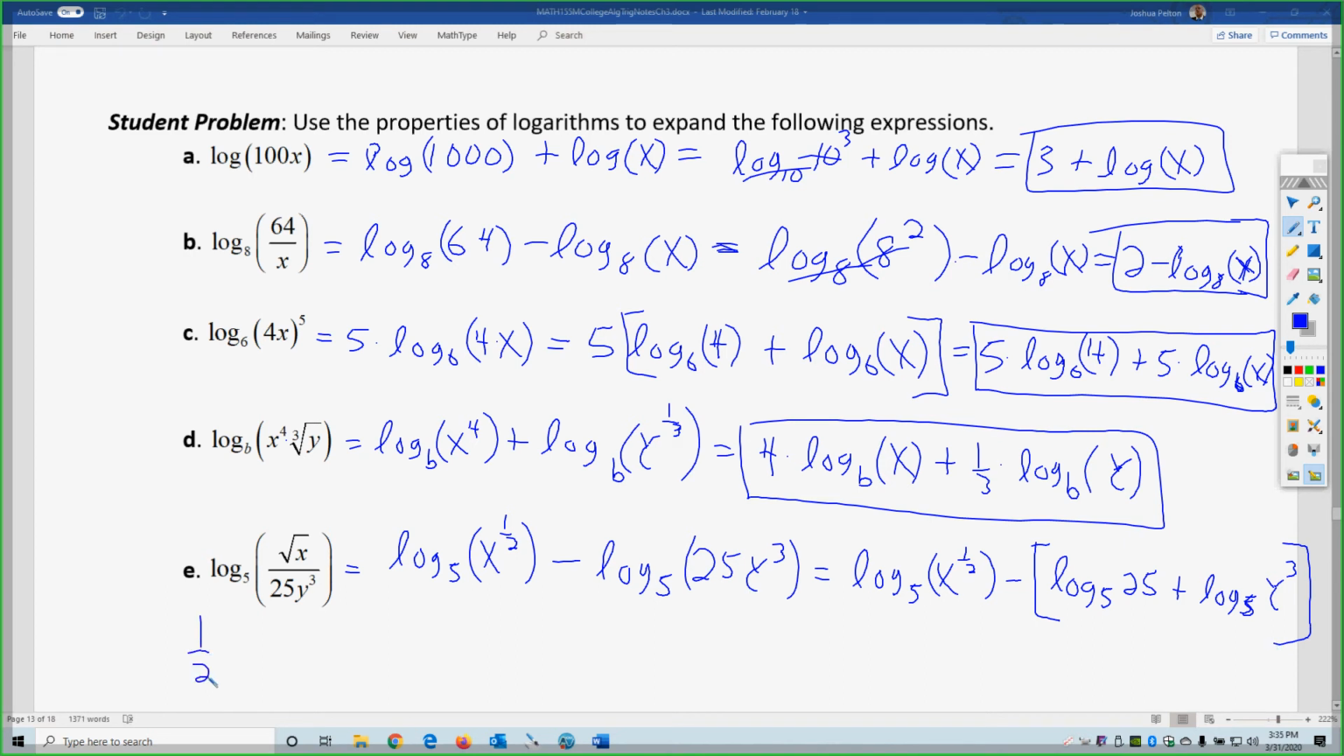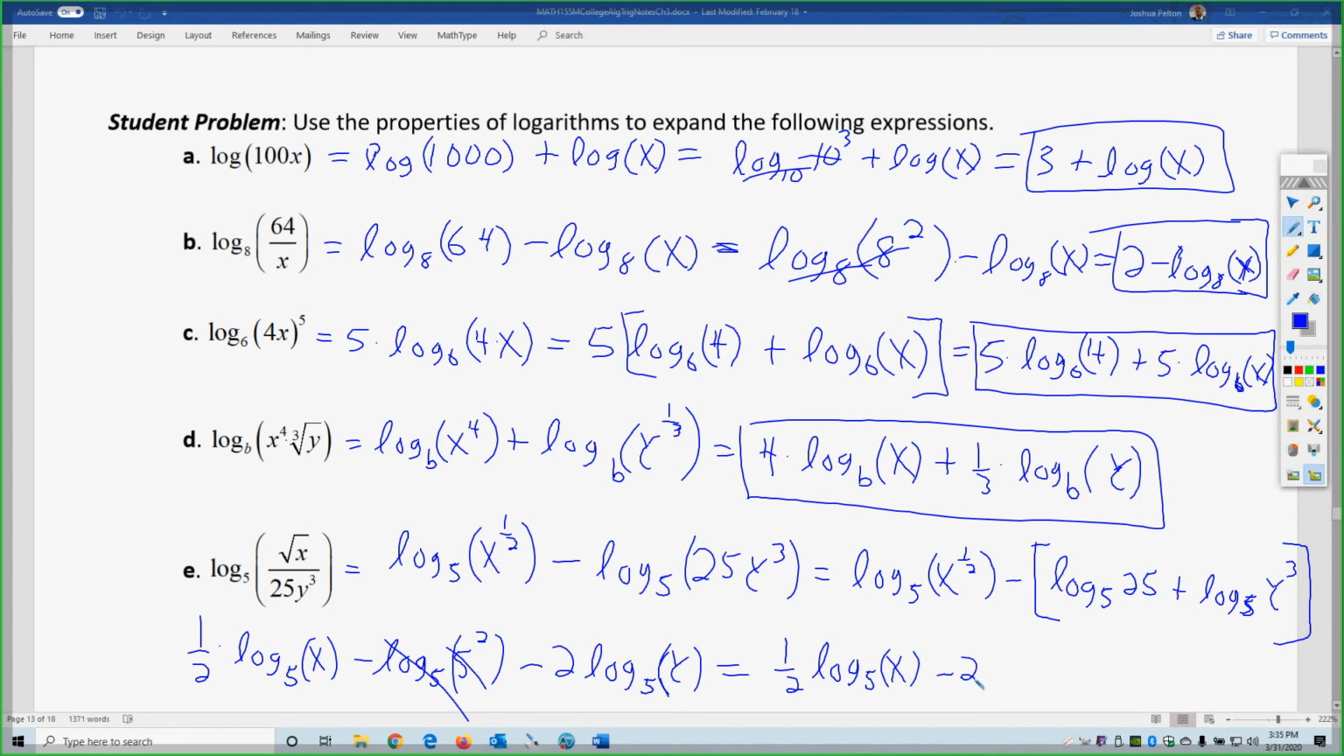So we have 1/2 times log base 5 of x minus log base 5 of 5 squared. Distribute the minus, minus 2 times log base 5 of y. So final answer after we simplify here. Let's make a better 5 on that. Is 1/2 log base 5 of x. And that'll cancel, leaving us with a 2, minus 2 log base 5 of y.